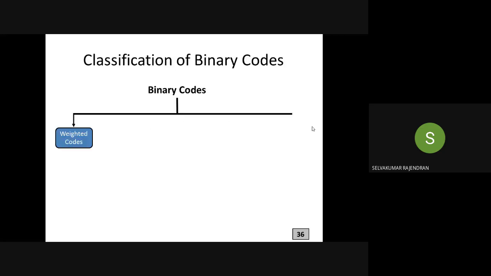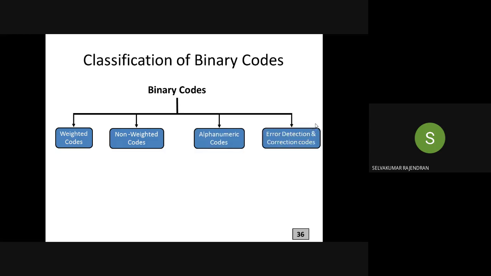Now, the classification of binary codes. We have 4 different types: weighted codes, non-weighted codes, alphanumeric codes, and error detection and correction codes. An example of a weighted code is BCD. Examples of non-weighted codes are Gray code and XS3 code. Alphanumeric codes are ASCII and Unicode. Error detection and correction codes are parity code and Hamming code.